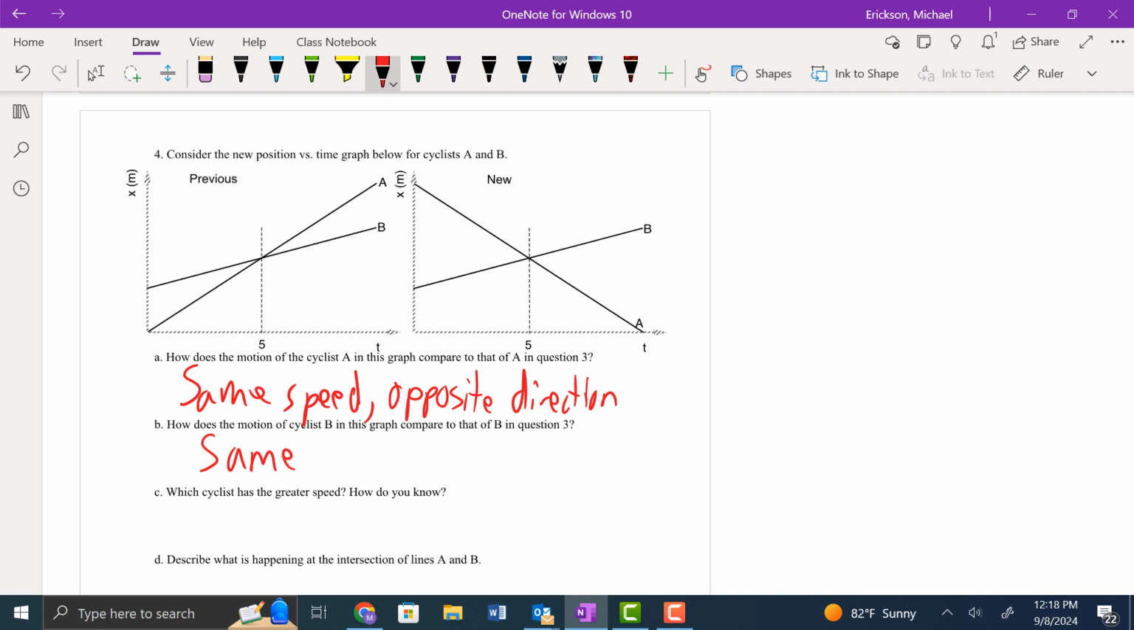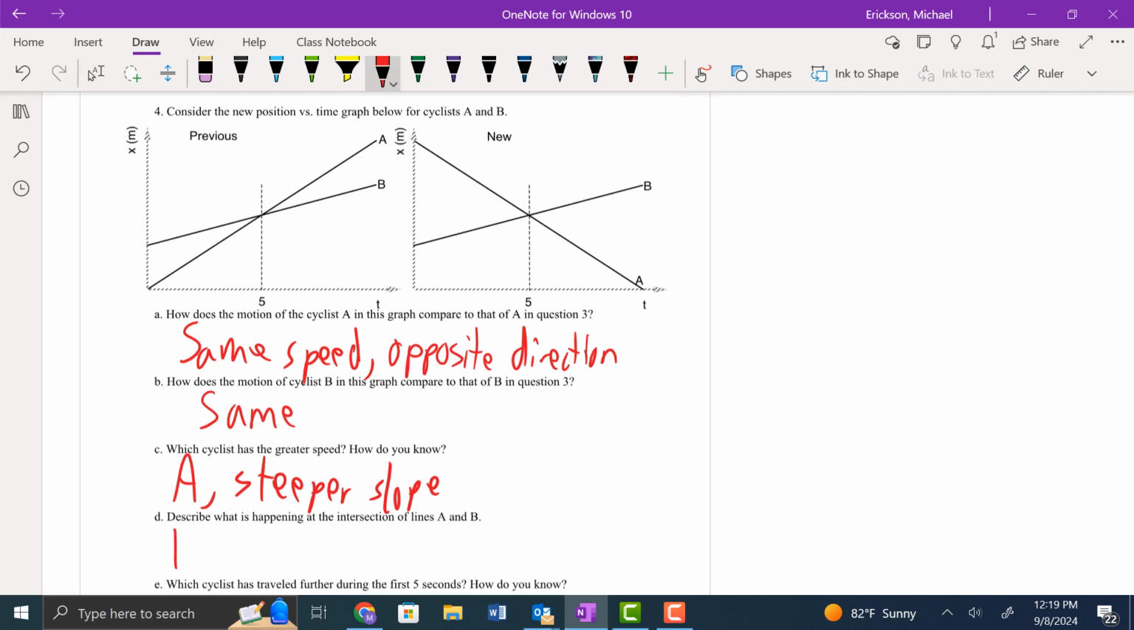Which cyclist has the greater speed? So this is an interesting question. Speed, first off, does not have positive or negative signs to it. It's just what the value actually is. Even though A is moving in the negative direction, it still has a steeper slope. So A, and I'm just going to put steeper slope. Now what's happening at the intersection, they're at the same position. They're passing each other. Something along those lines.